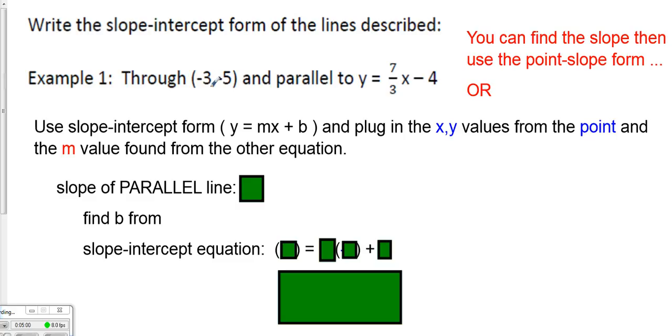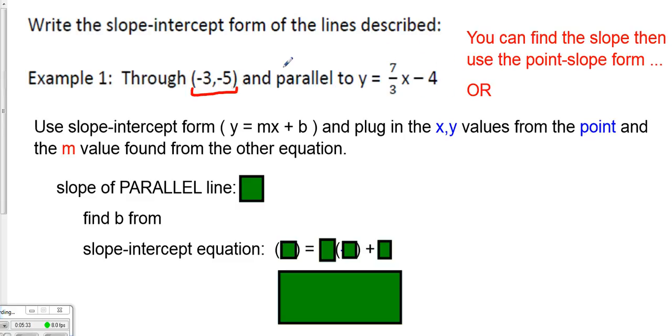So in this example, we're going through the point (-3, -5), and we're going to be parallel to this line, the equation right here. So we're going to use our slope-intercept form, y equals mx plus b, and plug in the x and y values that we know. We get those from right here. This is an x value, this is a y value, so we can plug them in as x and y. We can also plug in our m value, the slope, from this equation.